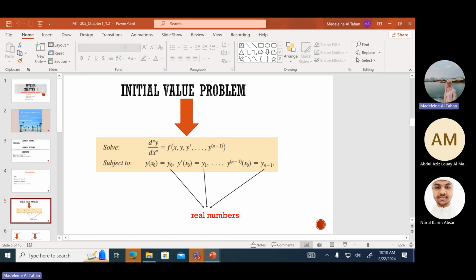So how many parameters do we expect to have? In order to find this parameter, how many equations do I need? If I have one parameter, what do I need? How many equations? One equation. So how many initial conditions do I need?